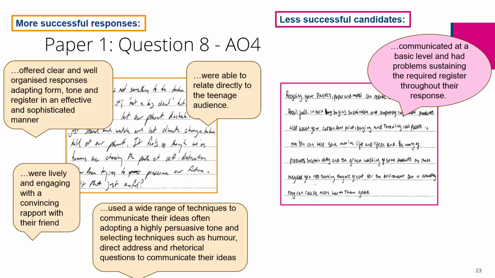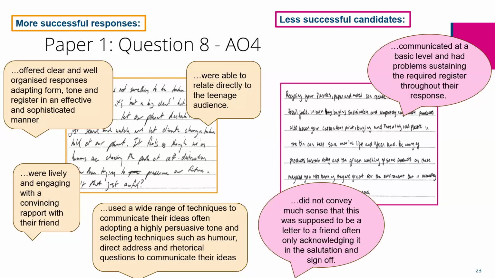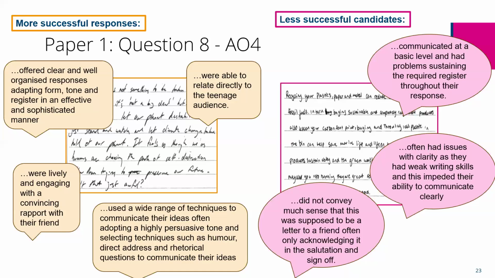Less successful responses communicated at a basic level and had problems sustaining the required register throughout their responses, did not convey much sense that this was supposed to be a letter to a friend, often only acknowledging it in the salutation and sign-off, and often had issues with clarity as they had weak writing skills, and this impeded their ability to communicate clearly.